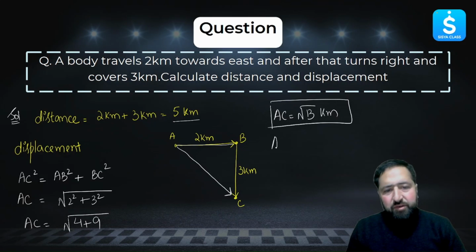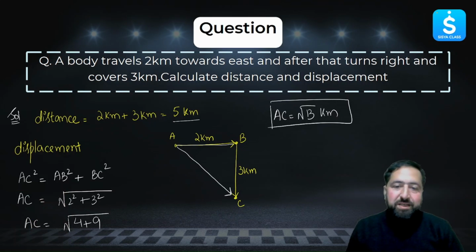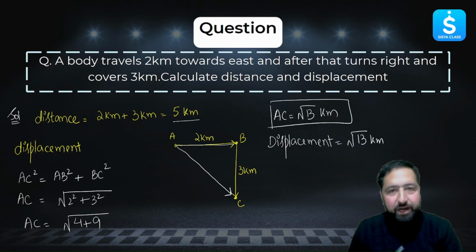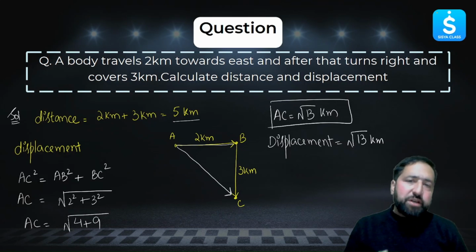Now, there are some numbers which you can simplify, but here you keep it like this. So distance is 5 kilometers and displacement is equal to the square root of 13 kilometers. Got it? I hope you understood the difference between distance and displacement. We applied it in one question also.